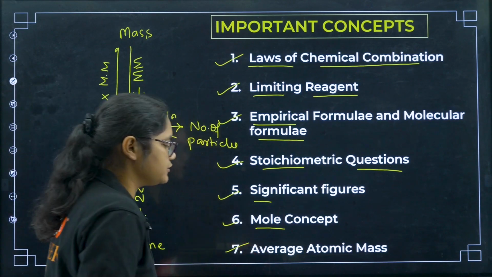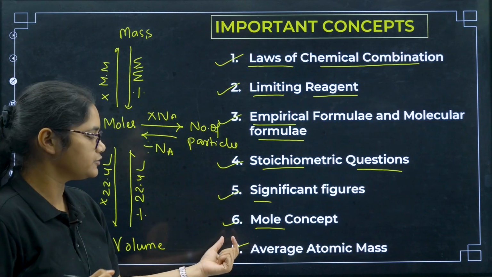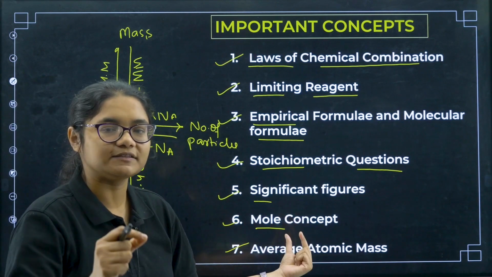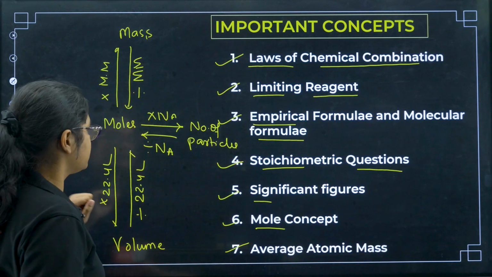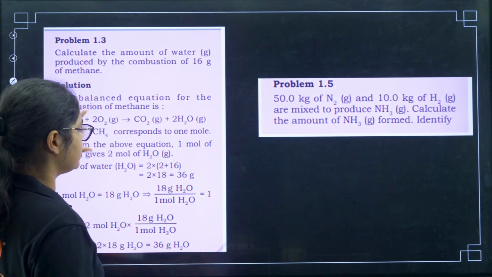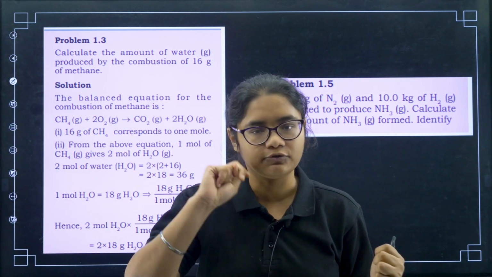Then the next one is how to find the average atomic mass if the abundance is given. That is percentage times molar mass plus percentage times molar mass, divided by 100. Okay, so all these things are done. After that, I'll tell you the stoichiometry questions that I mentioned. Stoichiometry questions will be of 2 types.